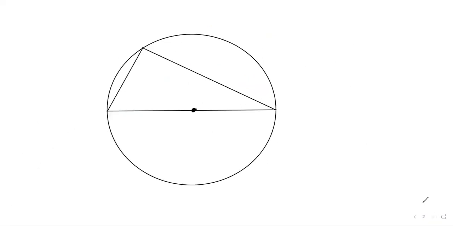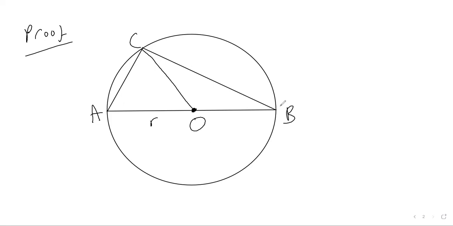Okay, so now let's look at how you would prove this circle theorem. The way you prove that this angle is 90, I'll call this A, this C, and this B. You draw a line going from C to the center, and I'll call the center O. We know that A to O must be the radius because it's half the diameter, because AB is the diameter. So AB is the diameter, therefore AO equals the radius, which we'll call R.